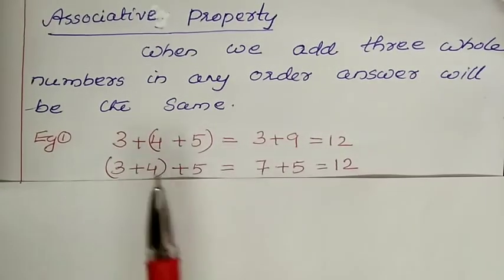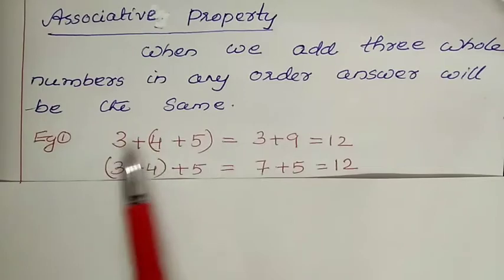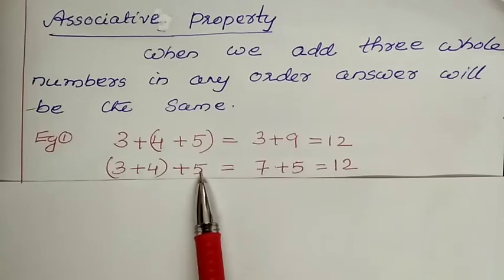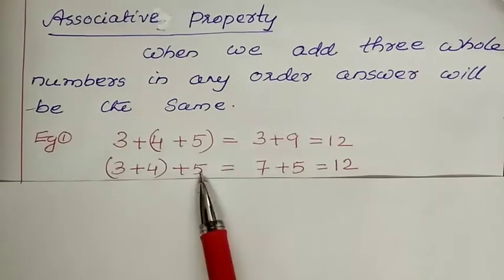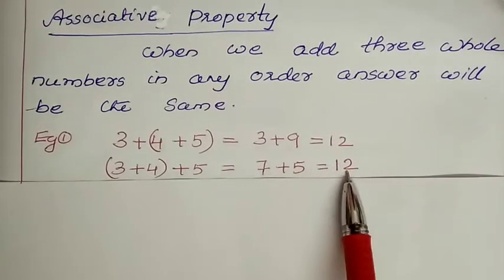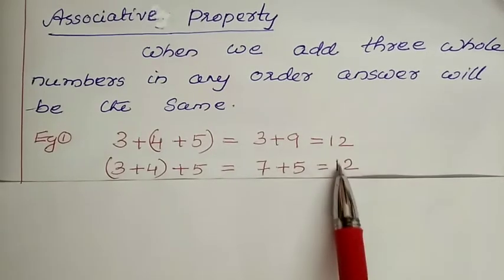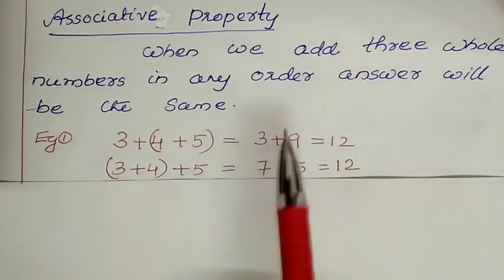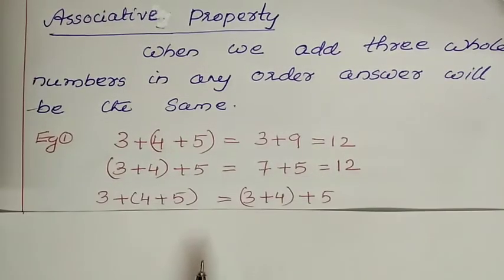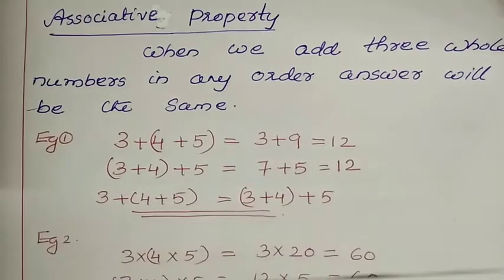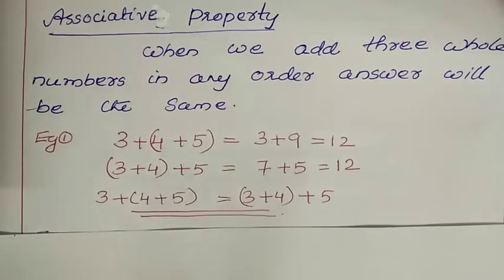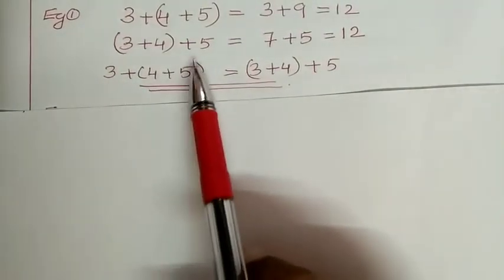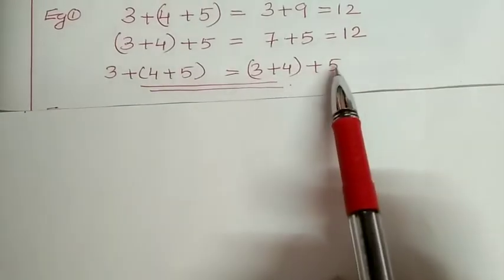Then when we change the grouping, first you add the first two numbers, 3 plus 4 is 7, and then 7 plus 5 is also 12. Here also these two answers are the same. So we say that the associative property is satisfied for addition. So 3 plus 4 plus 5 is equal to 3 plus 4 plus 5, with either grouping.